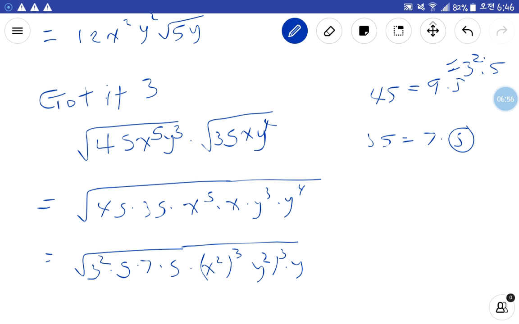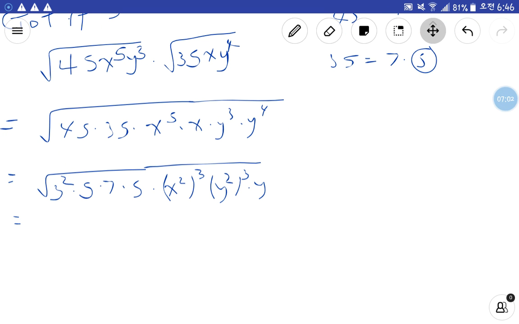Okay, now what? You're going to simplify fully. So please try to find the perfect square numbers. Then you need to put absolute value around it first. Now, 3 squared can be taken out, there would be 3. 5 squared taken out, there would be 5. x squared can be taken out so that you get an x cubed. y squared you can take out, there will be y squared.